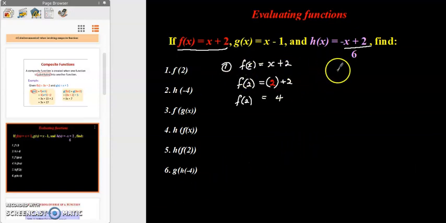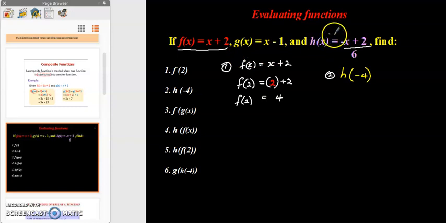And let's move on to number 2 that asks for h(minus 4). Remember what I did for the first one. In this case, we are looking at the h function. So do not go to the f function nor the g function.